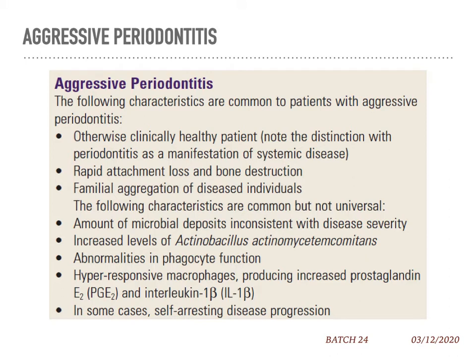There will be increased levels of bacteria, specifically Actinobacillus actinomycetemcomitans, anomalies in phagocytosis functions, and hyperresponsive macrophages that produce increased prostaglandin E2 and interleukin-1 beta. In some cases, it is a self-arresting disease progression.